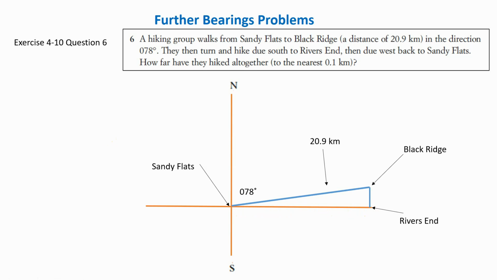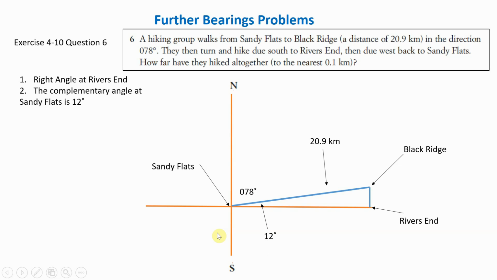But to answer bearings problems involving triangles, we need just a bit more information we can add in. For example, here at River's End, the angle there is 90 degrees, which gives us a right angle triangle, making Sandy Flats to Black Ridge the hypotenuse. And then one angle inside the triangle is the complementary one to 78 degrees, which is 12 degrees. So I'll just fill that in.